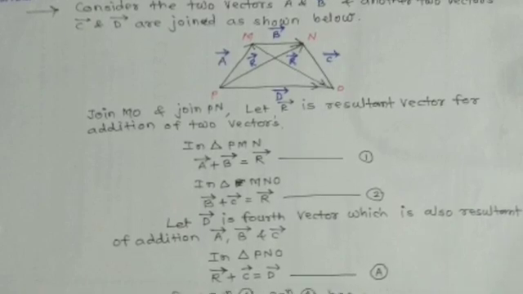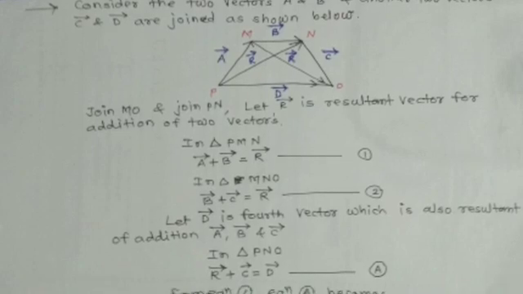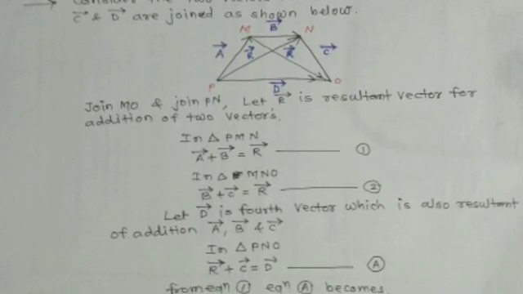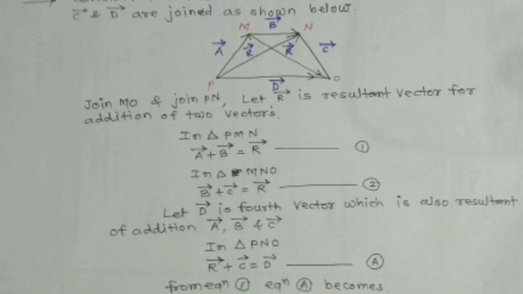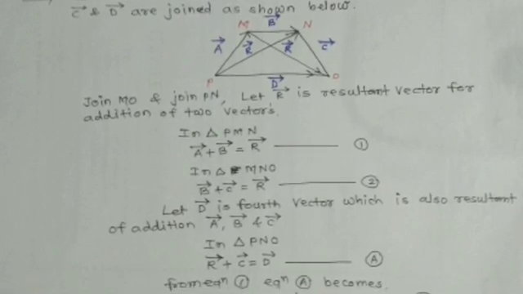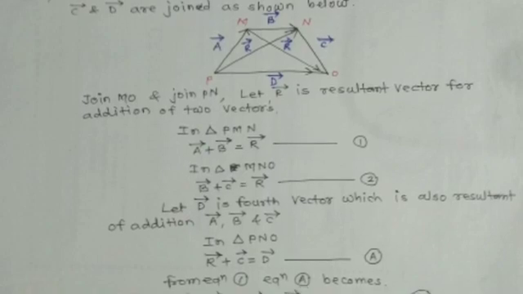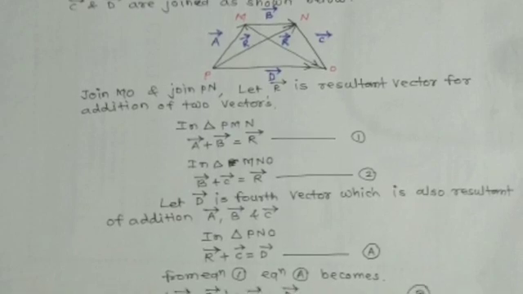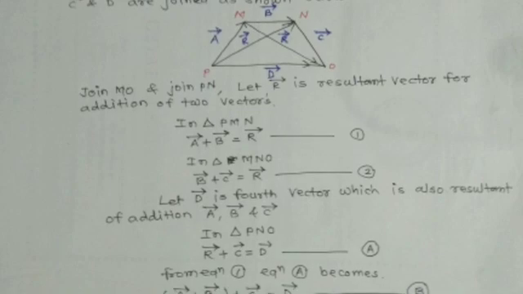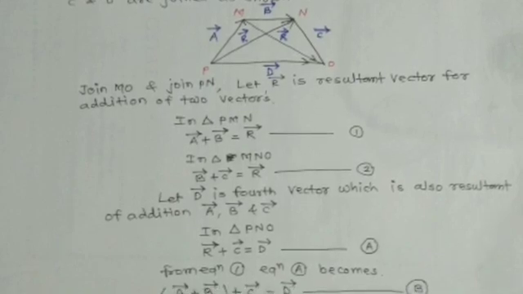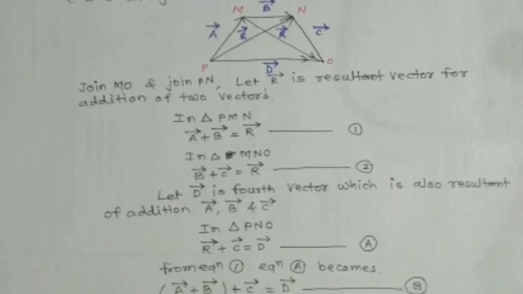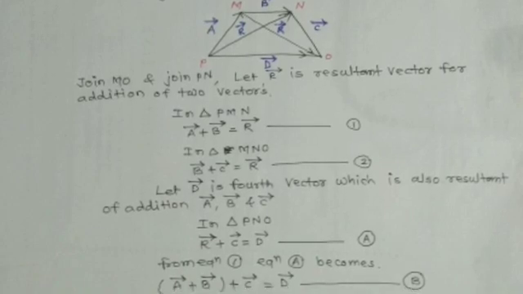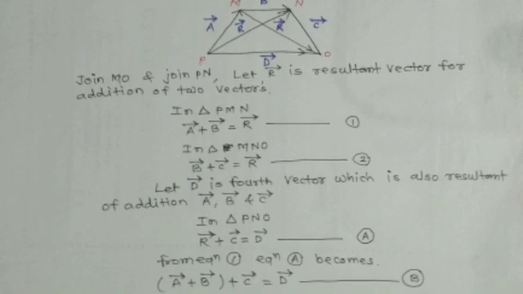In another triangle MNO, vector B plus vector C is equal to vector R. Here let vector D be the fourth vector, which is also the resultant of addition of vector A, vector B and vector C. Here in triangle PNO, vector R plus vector C equals vector D. From equations 1 and 2, the above equation becomes (vector A plus vector B) plus vector C is equal to vector D. That is equation number B.